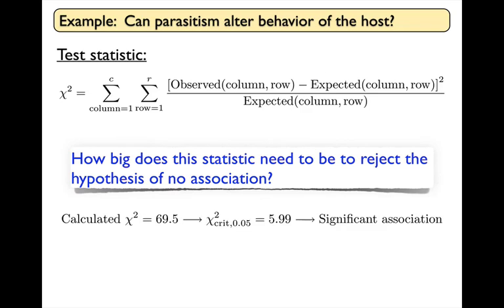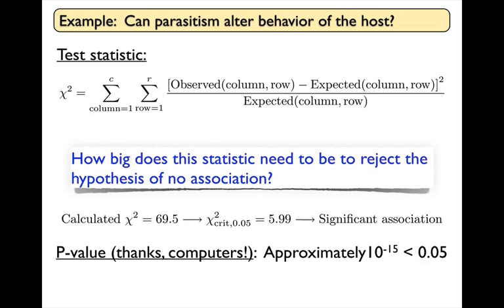So here we go. This is what you calculate from the data. That's the critical value at 5% significance, which is 5.99. This is much larger than that. So we would say that there's a significant association between being parasitized and then being eaten. And you can actually calculate it, thanks to computers. And you get your p-value of about 10 to the minus 15.